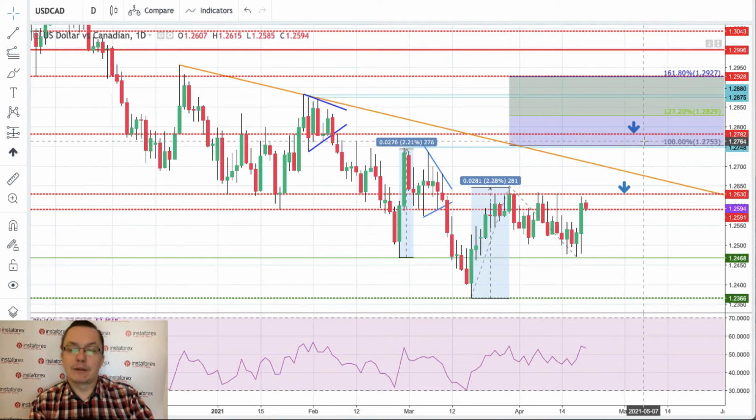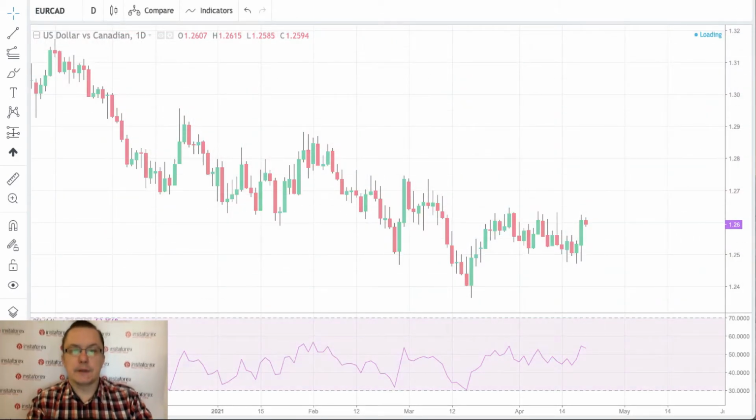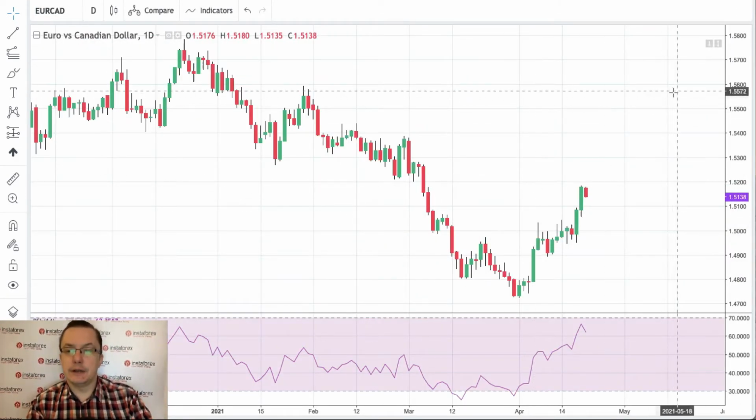So that will be one-to-one market geometry. So that's the situation on the US dollar to the Canadian dollar. Let's take a look at the next market, euro to the Canadian dollar.